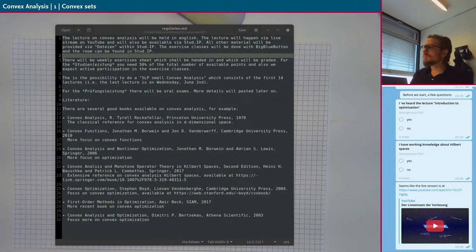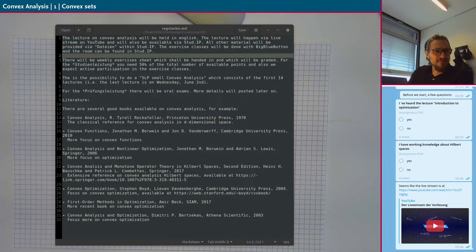Yeah, so I probably am not going to use it as a base material for the lecture, because it's kind of more verbose, and for lecture notes I would like it in a little bit shorter, more comprehensive form. Okay, but there are more modern books. There's, for example, this book by Borwein and van der Werf, Convex Functions, which, as the title says, focuses more on functions and not so much on sets and cones and stuff, but anyway.